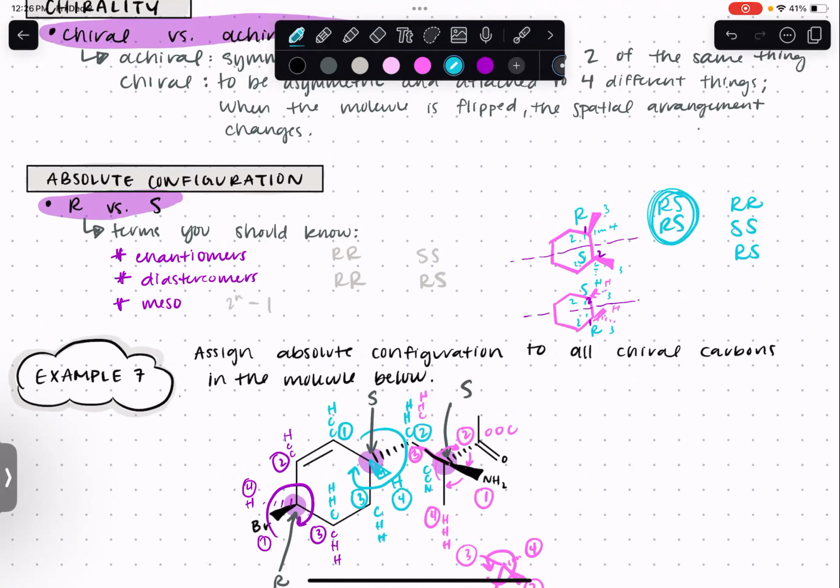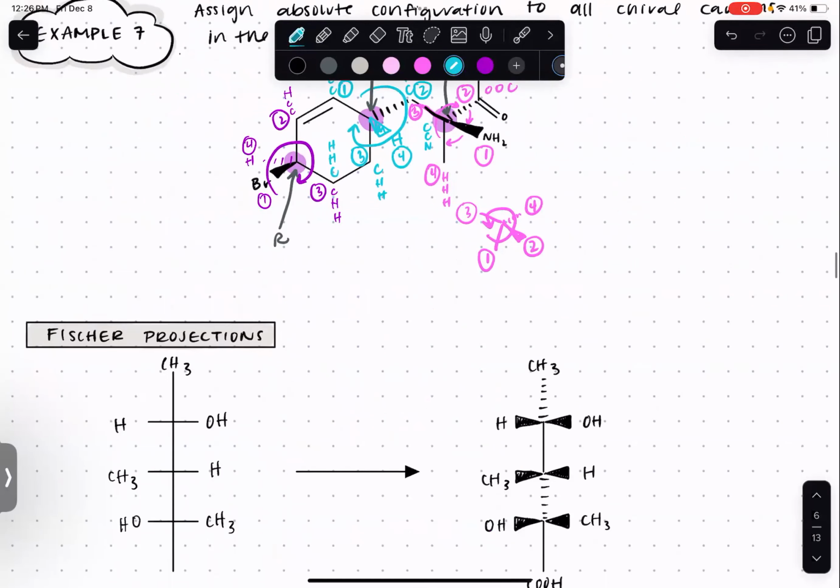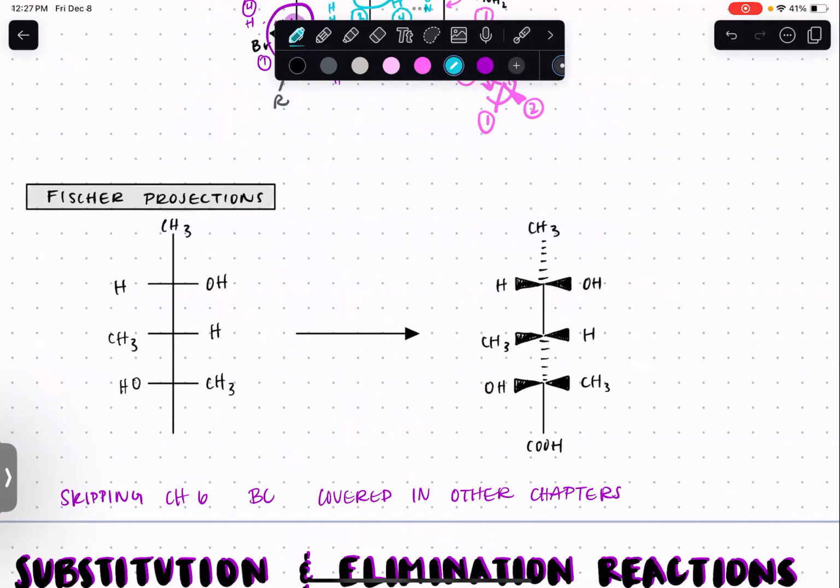Okay. Cool. So then now I'll just very briefly talk about Fisher projections. I don't think you'll have this on your final, but it's just important to know that when you see this, this is what you should be envisioning in your mind, something like this. And when you see something like this, you can assign absolute configurations to the stuff inside of there. And it's exactly the same as it is with any other type of molecule.